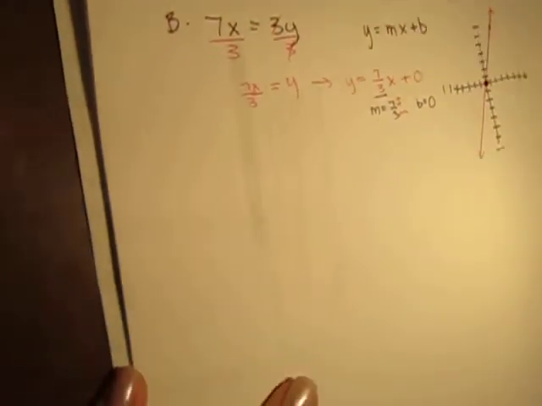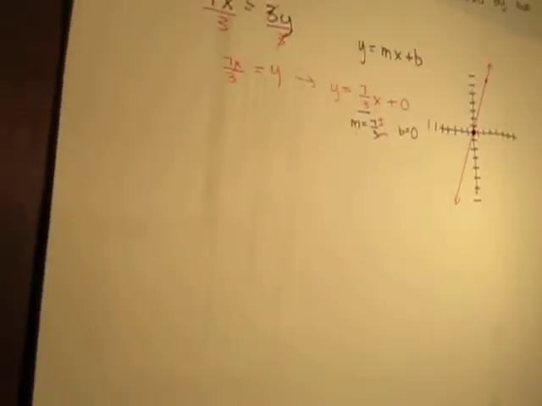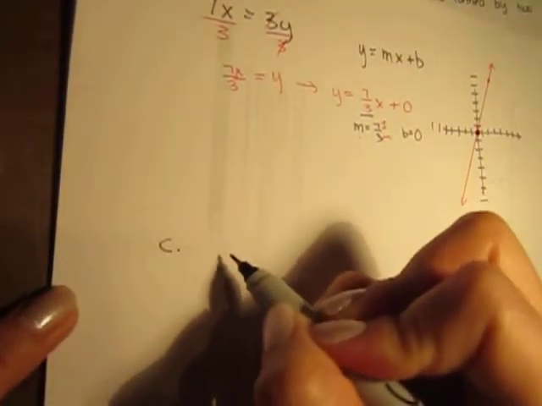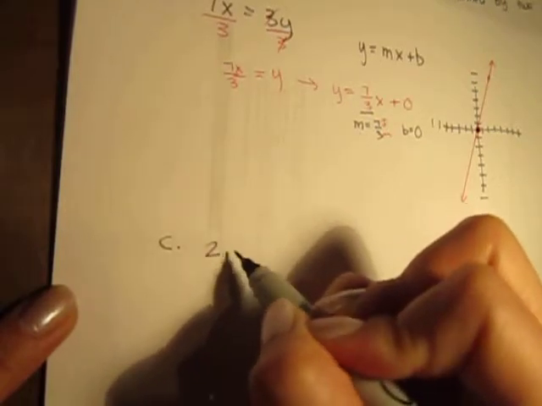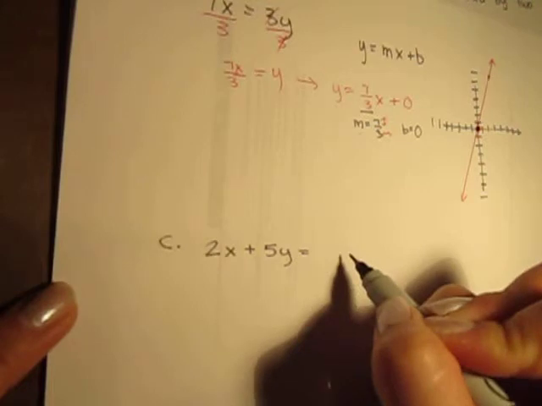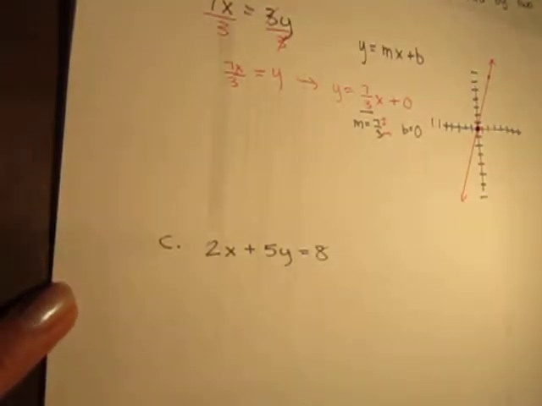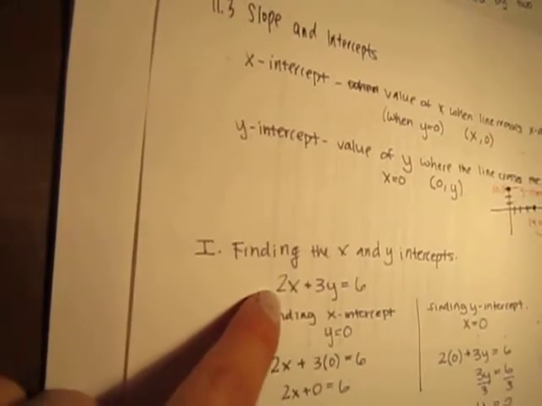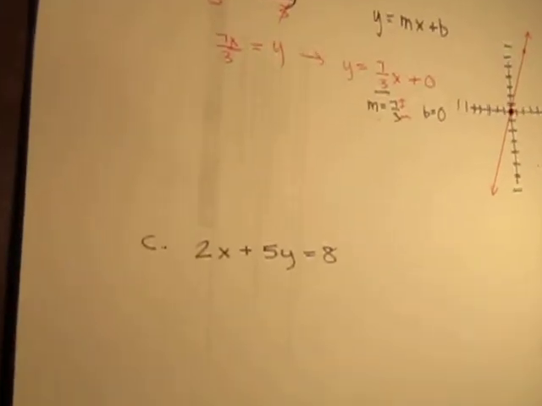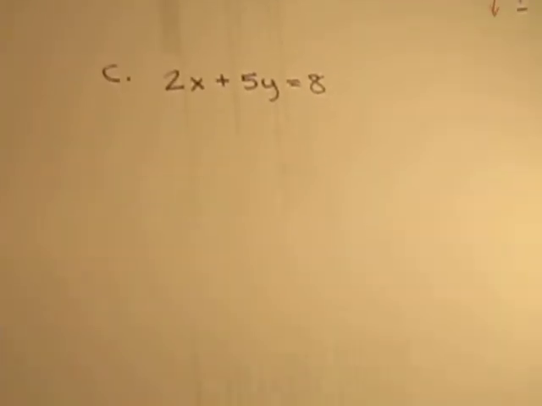I'm going to give you one more harder one to work through with me. Here's example C. So what if we have something like 2x plus 5y equals 8? It's really similar to the first problem that we started with over here. So when you have an equation that looks like that, again, you're thinking, okay, how can I rearrange things so that I can solve it in terms of y?